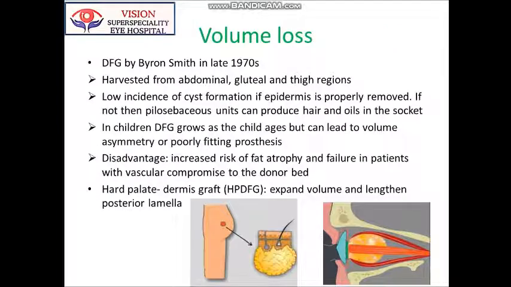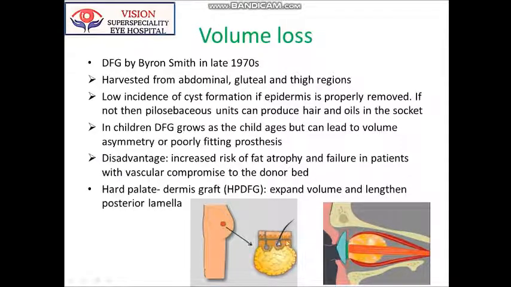A contracted socket along with volume loss should be approached with DFG, or dermis fat graft. The usage of DFG was first popularized by Byron Smith in the late 1970s as a way to supplement volume at the time of enucleation and to preserve the fornices and conjunctiva. They are frequently harvested from the abdominal, gluteal and thigh regions. When the epidermis is properly removed, there is a low incidence of cyst formation. The hair follicles and sebaceous glands within the dermis disappear within 1 to 3 months.